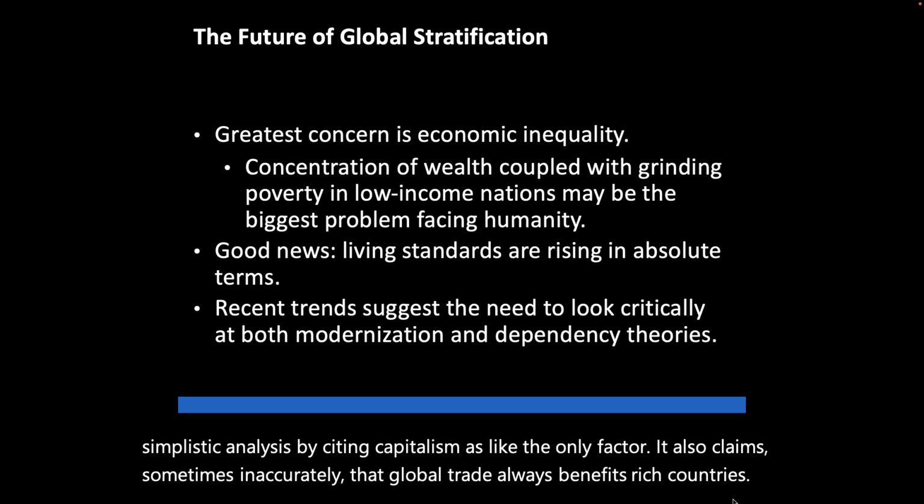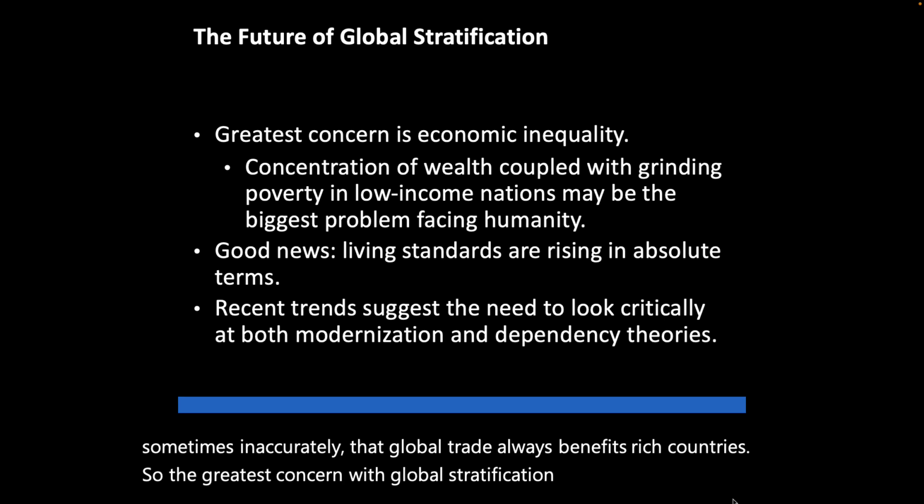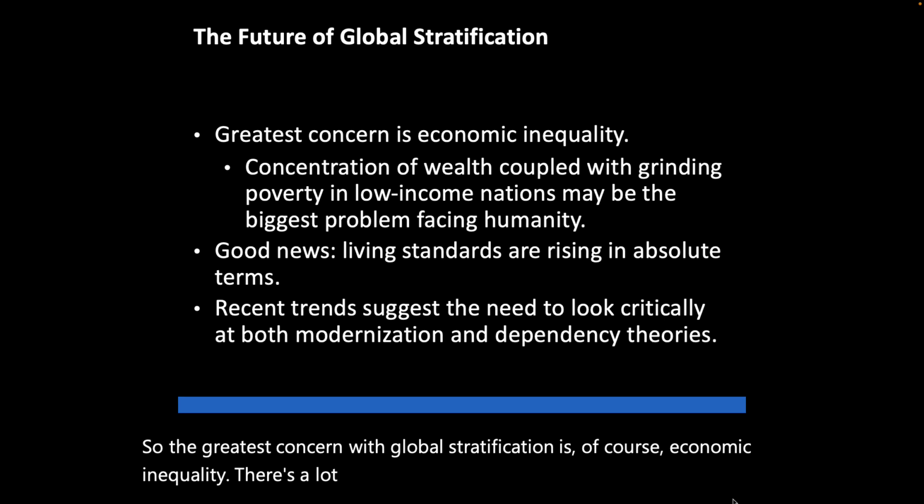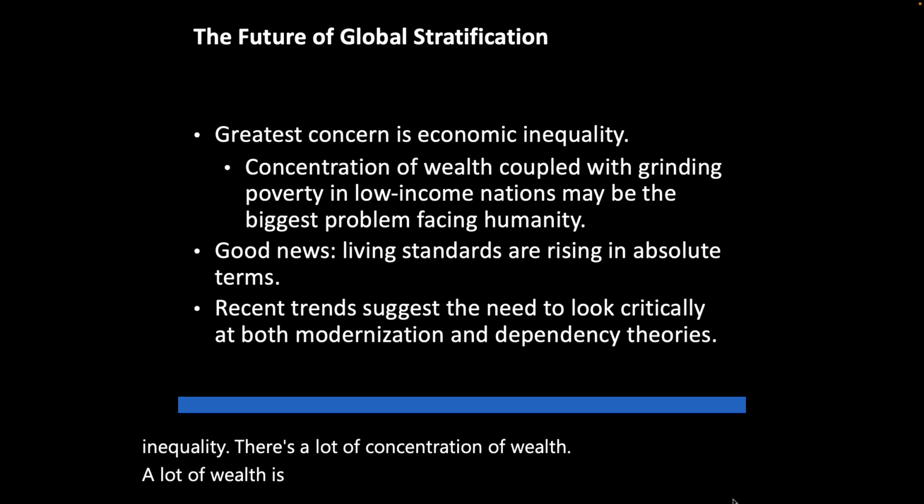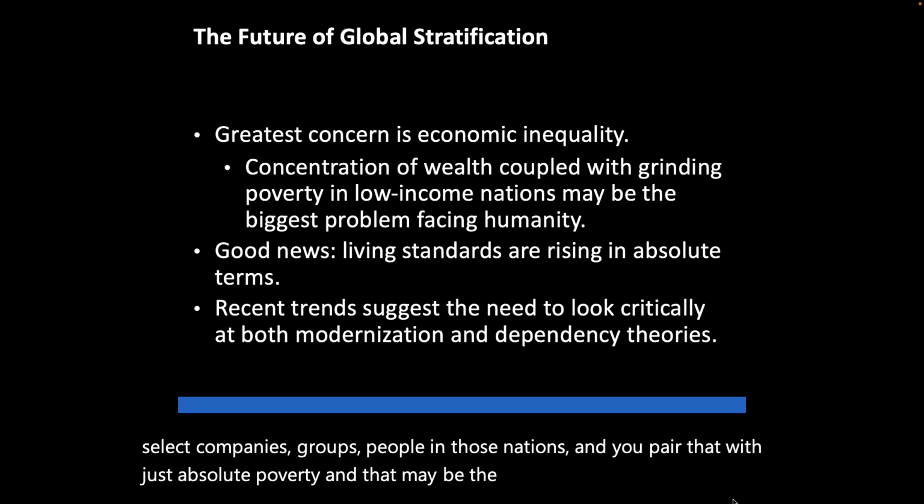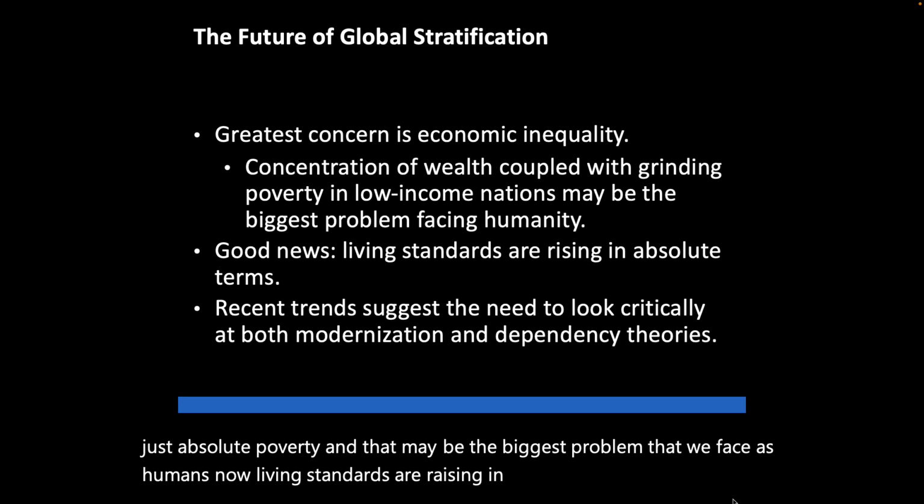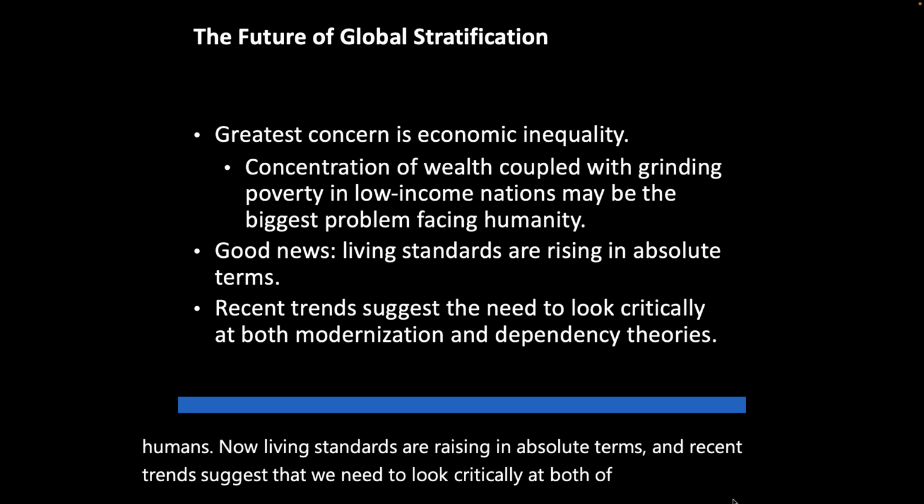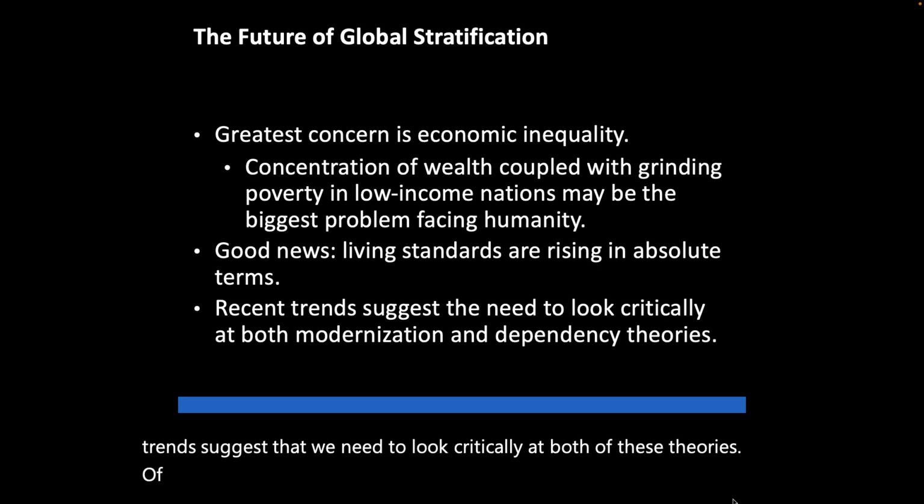So the greatest concern with global stratification is, of course, economic inequality. There's a lot of concentration of wealth. A lot of wealth is concentrated in the hands of a few nations and a few select companies, groups, and people in those nations. And you pair that with absolute poverty. And that may be the biggest problem that we face as humans. Now, living standards are rising in absolute terms. And recent trends suggest that we need to look critically at both of these theories, both modernization and dependency theories.